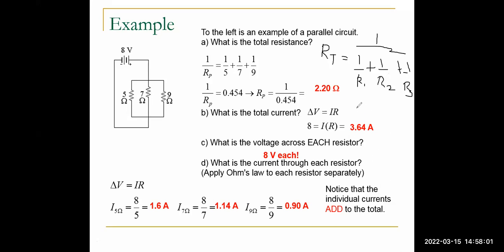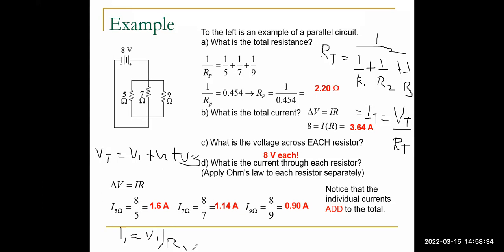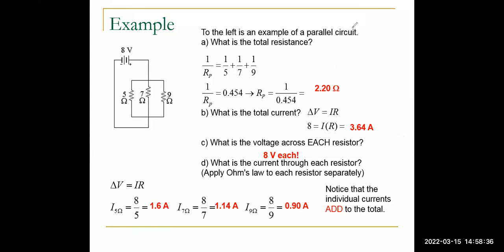Kapag total current naman, pag total current IT, IT is equivalent to total voltage divided by RT. Okay? For individual voltage naman, individual voltage ay VT is equivalent to V1 plus V2 plus V3. Then kapag individual current is I1 is equivalent to V1 over R1. Yeah, so yun yung mga formula natin. Okay?